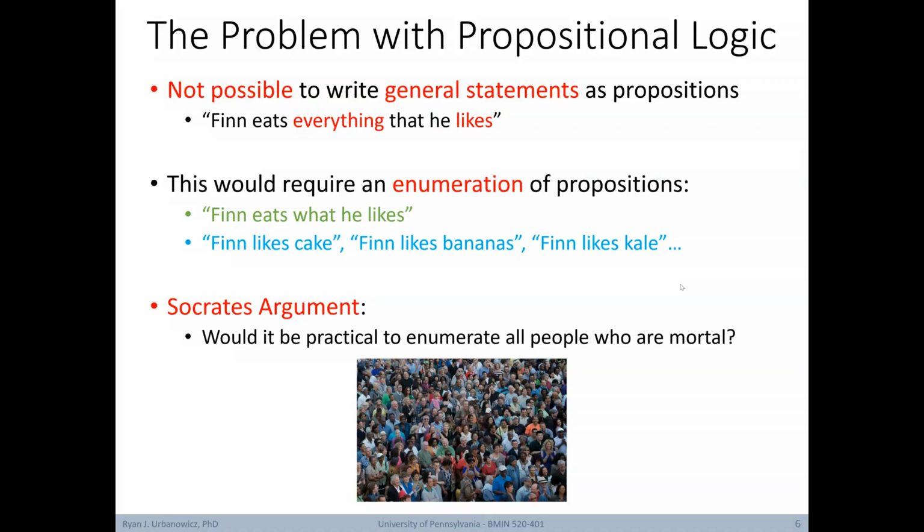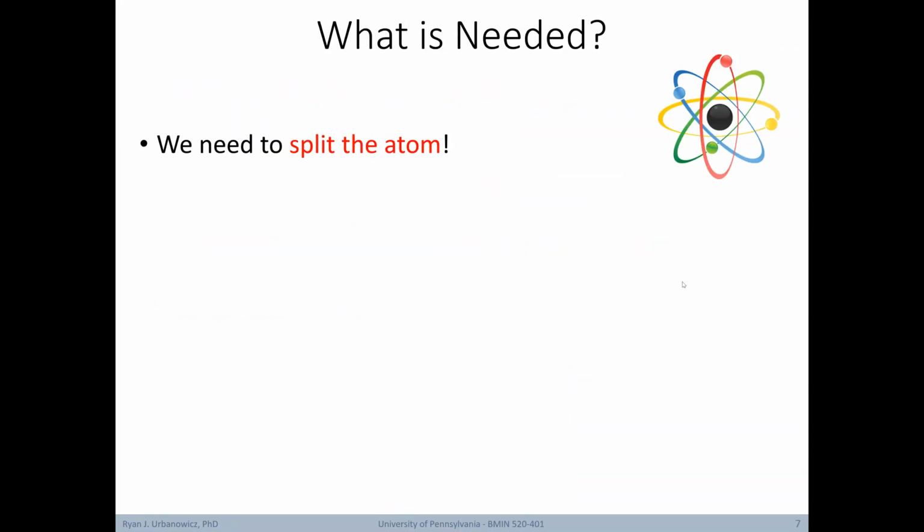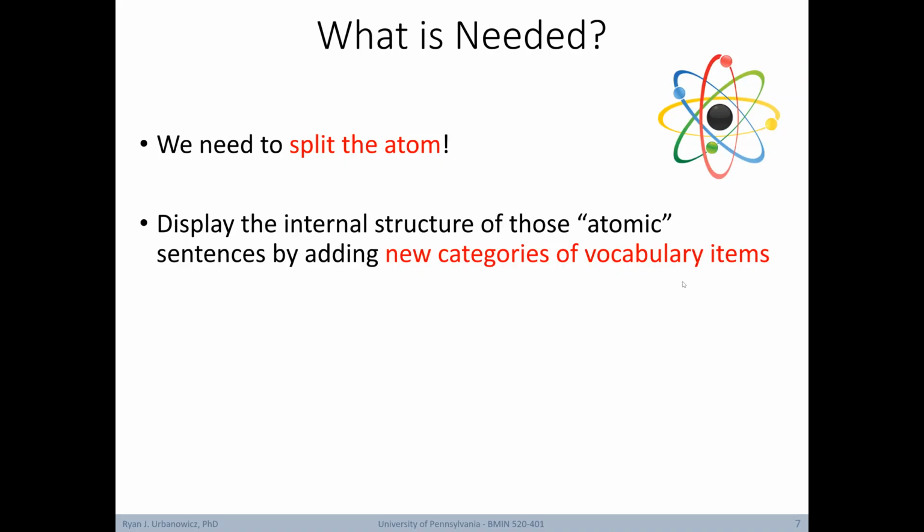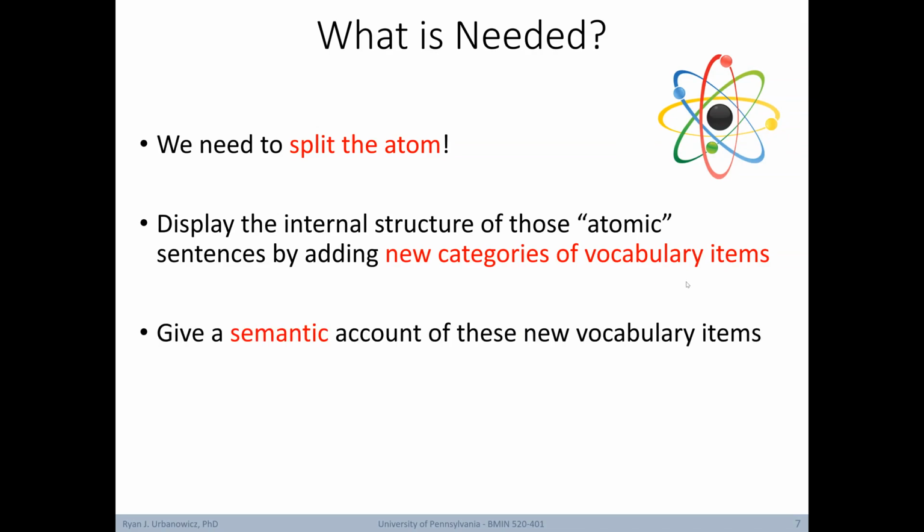Going back to Socrates' argument, would it be practical in propositional logic to enumerate all people in the world who are mortal? Of course not. So what do we need? Well, in essence, we need to split the atom. Or more specifically, we need to display the internal structure of those atomic sentences by adding new categories of vocabulary items to our logic syntax. We also need to give a semantic account of these new vocabulary items. And lastly, we need to introduce new rules for operating with them.